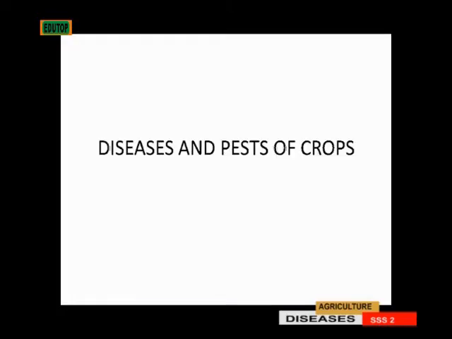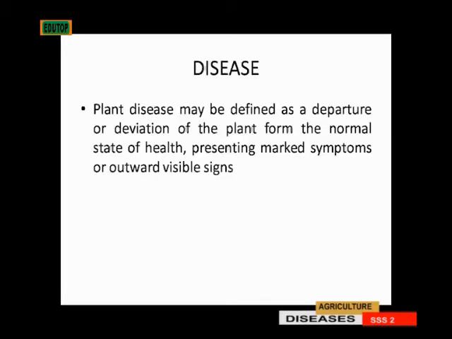Now, the next topic we'll be looking at is diseases and pests of crops. Plant disease is a departure or deviation of a plant from the normal state of health, presenting marked symptoms or outward visible signs. So when there is a deviation or departure from healthy or normal living, and you begin to see some symptoms and some signs showing that, then we say that plant is diseased.